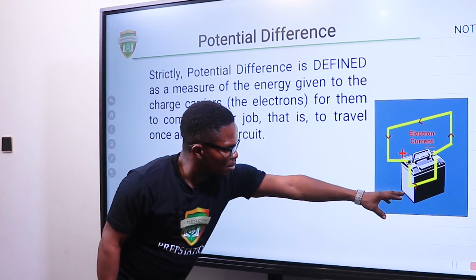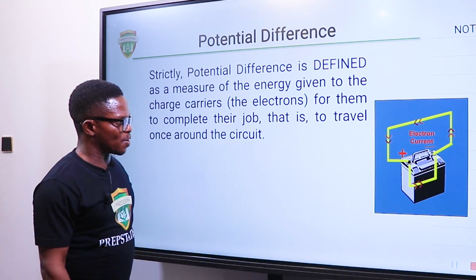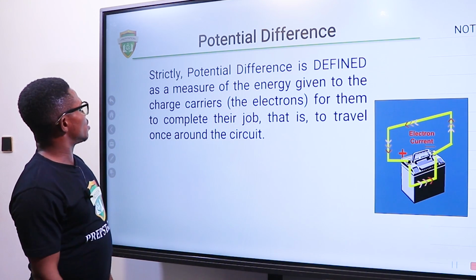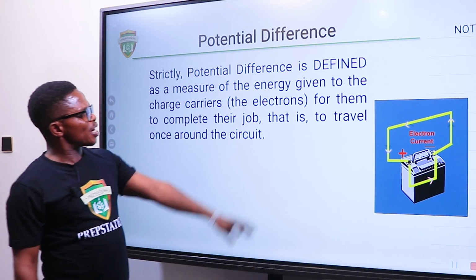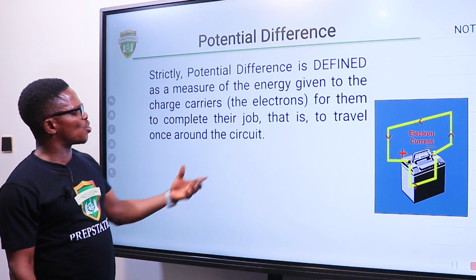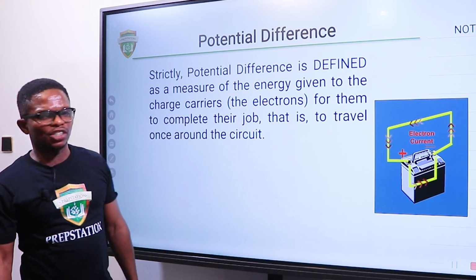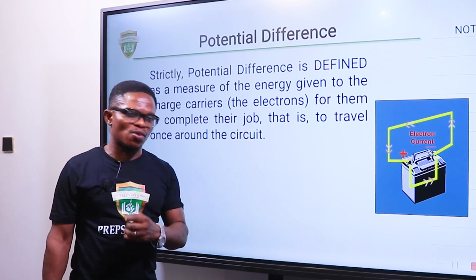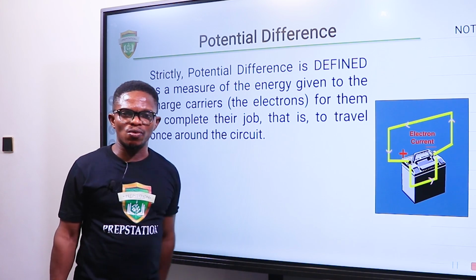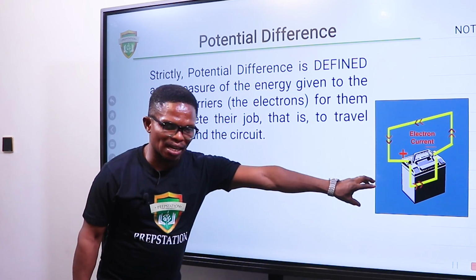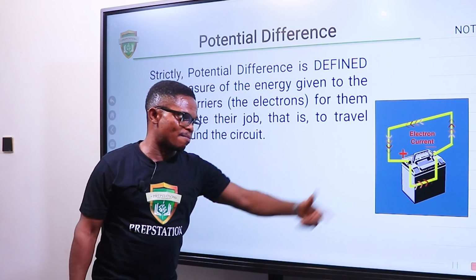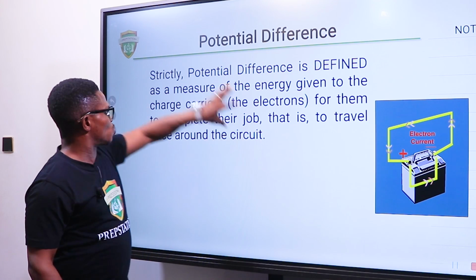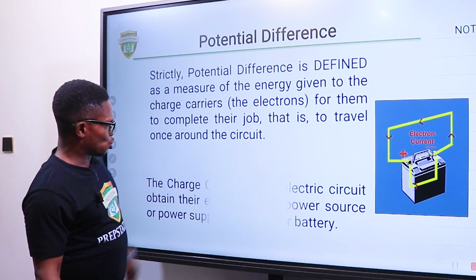Now, this is a cell providing the potential difference. And then the arrow signifies the movement of charges around the circuit. Now, strictly, potential difference is defined as a measure of the energy given to the charge carriers. I told you before, the charges, the electrons, will not move on their own. Something will have to move the electron. So the work of the cell or the work of the battery, in a layman's understanding, is what? It is the source or the driving force of electrons in a circuit.